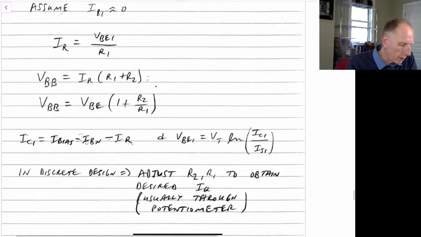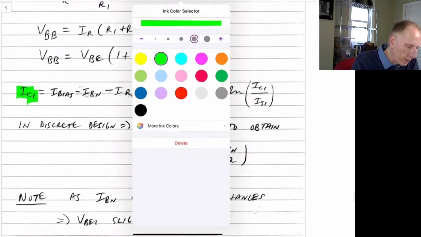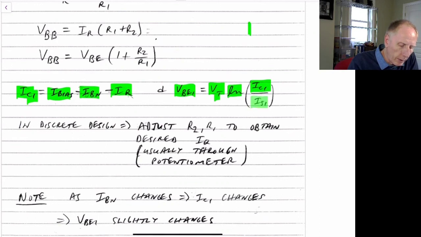Now, if we look at the currents through it, the current through the collector of Q1, IC1 here, is equal to this bias current, subtracting the base current, and subtracting the current through those resistors. We also have VBE1 is the thermal voltage times the ln of the collector current IC1 that we just talked about, divided by the scale current IS1, where IS1 is the scale current of that Vbe multiplier transistor.